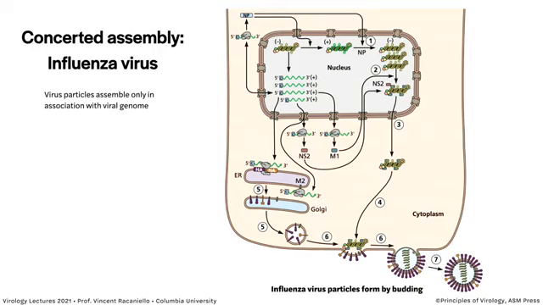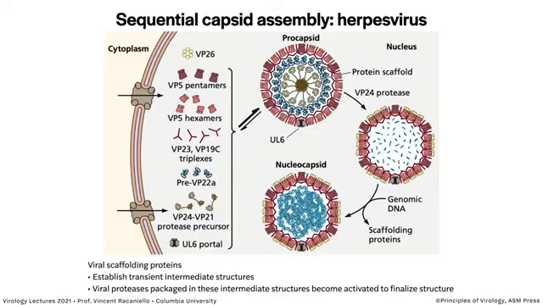We had a question about herpes. Does VP24 enter through the portal? No. So these proteins are all assembled, and then the capsid is assembled around it. And is the protease scaffold specific? Probably not, but it's limited because it's on the inside of the particle here, so there's nothing else for it to cleave.